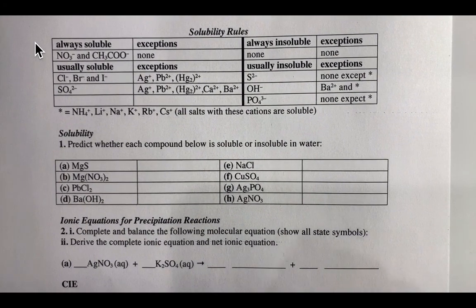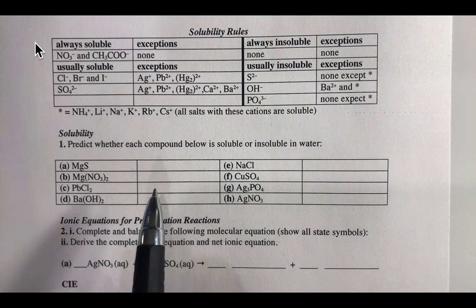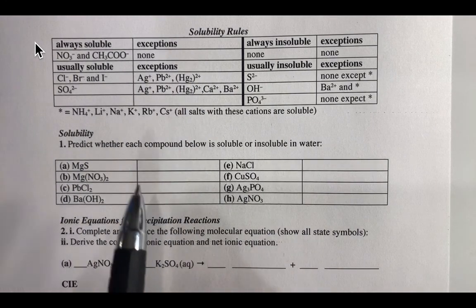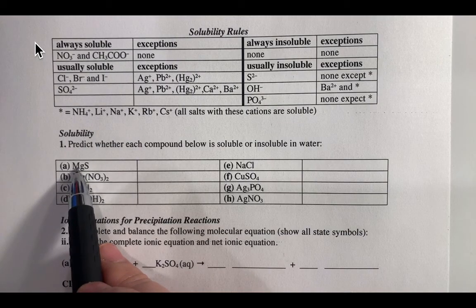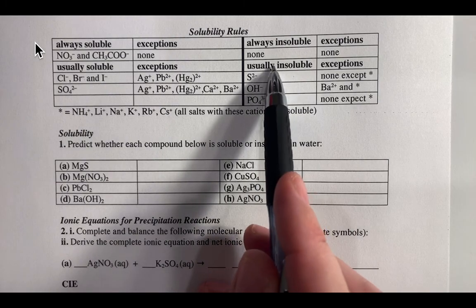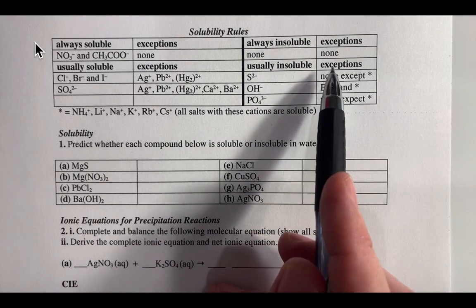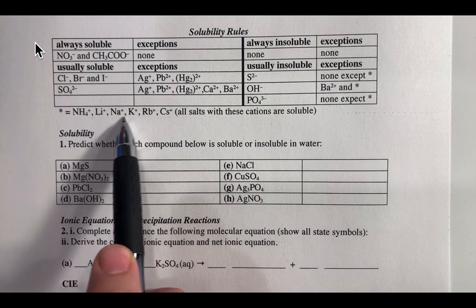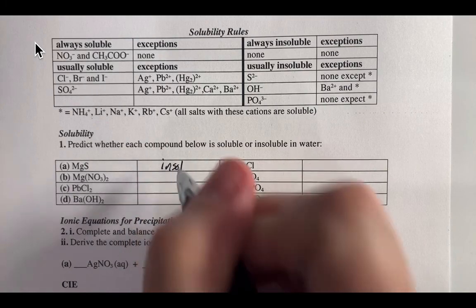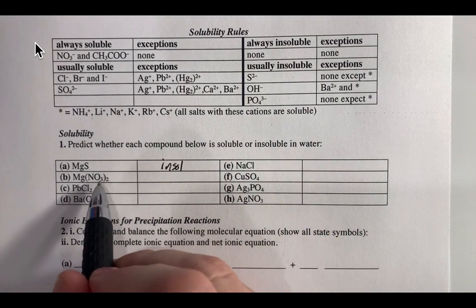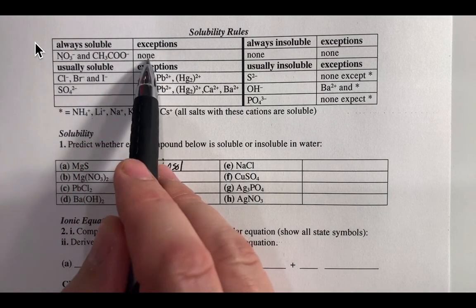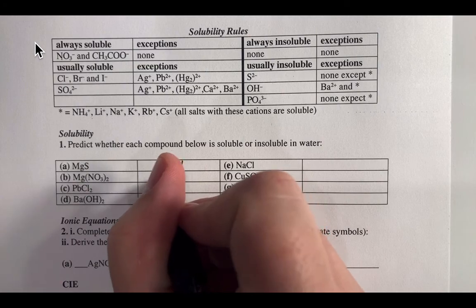All right, how you want to focus yourself when you look at these is to look at the anion, which is always second, and then look at the chart. So this is magnesium 2 plus with S2 minus, so it's a sulfide. Sulfide is usually insoluble. What are the exceptions? None except, and magnesium's not listed here, so it is insoluble. All right, nitrate, NO3 minus. Nitrate salts are always soluble. There's no exception to that rule, so this is soluble.